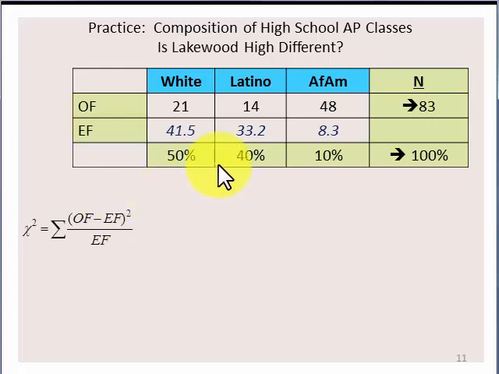So what we should get is that we take 50% times 83, 41.5, 40% times 83, Shazam, 10% times 83, Shazam. And now we're ready to use the chi-squared formula. So you should get 21 minus 41.5 squared divided by 41.5 here. See if you can get these other two on your own. Go ahead and pause it for a second.